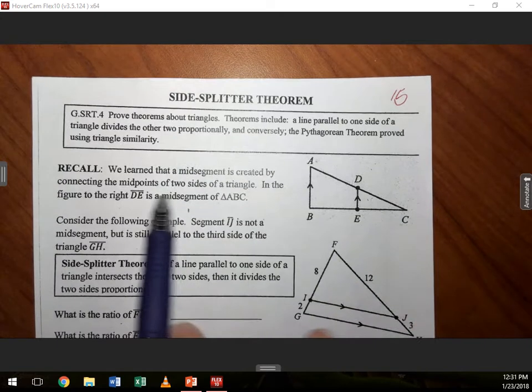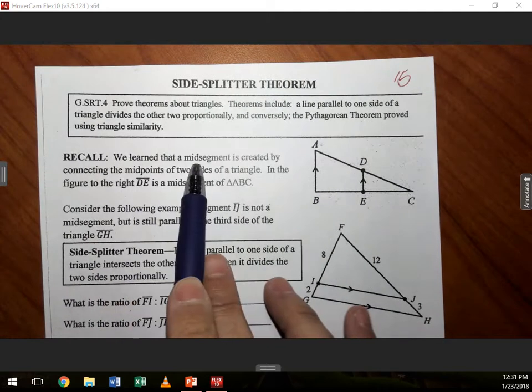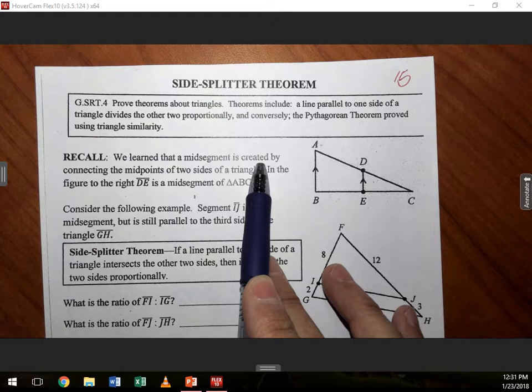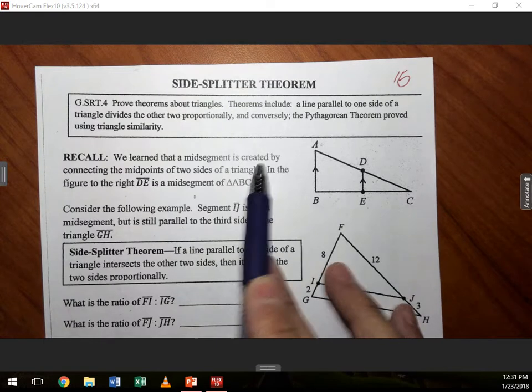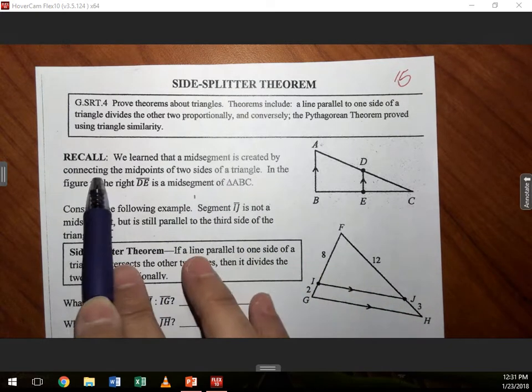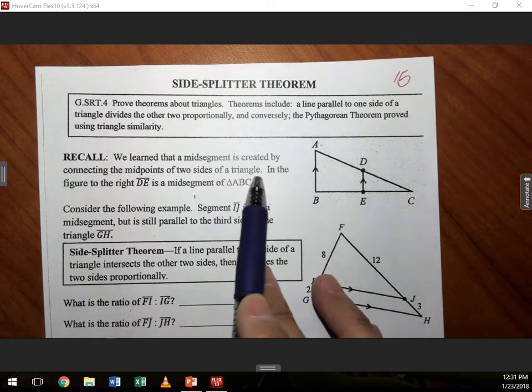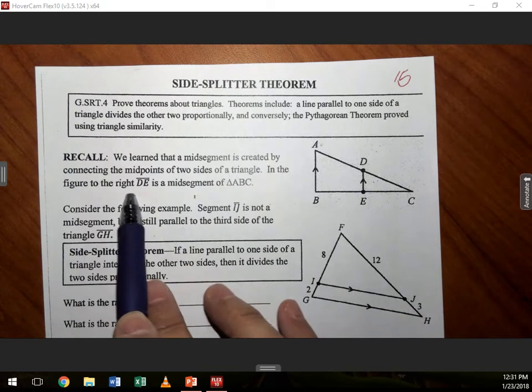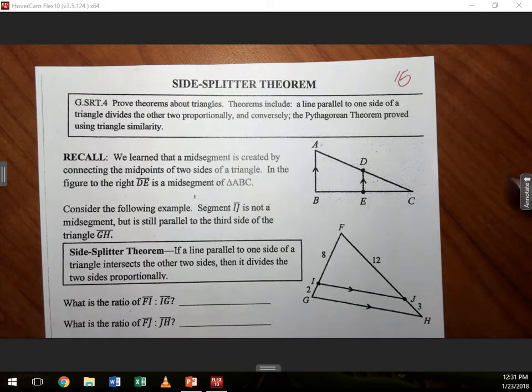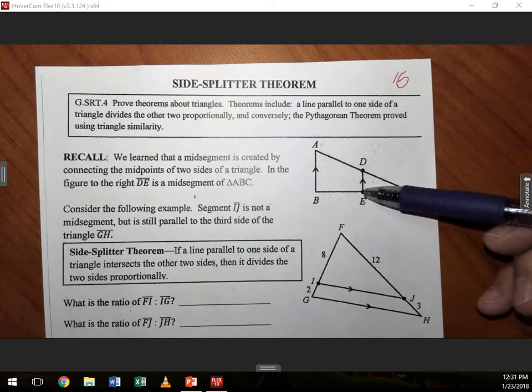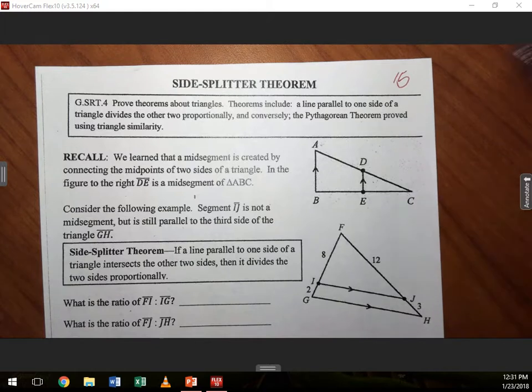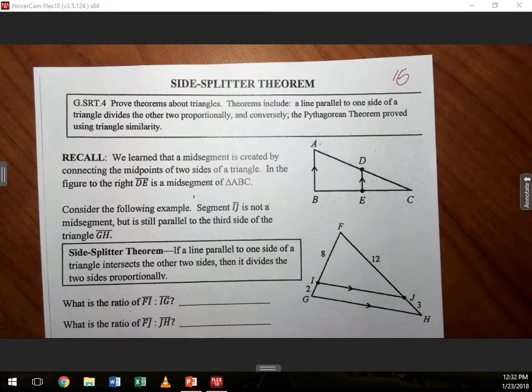Now, from this one right here, we recall what we learned about mid-segment. We did mid-segment on page 11 of our notebook. Okay, mid-segment is created by connecting the midpoints of two sides of a triangle. In the figure right here, DE is the mid-segment. So this is the mid-segment here. So if we know that this is a mid-segment, then there's a whole bunch of things that I automatically know because of that.